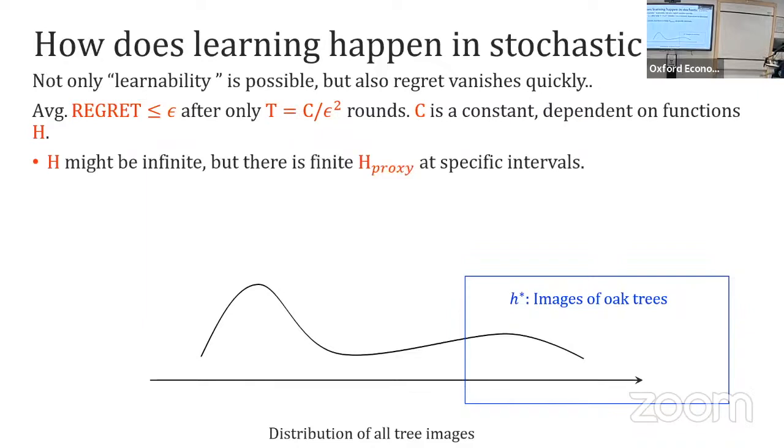While H might be infinite, it might be all neural networks, whatever you want to think about it, there is still some finite proxy of it that's defined over this distribution. How do I think about this finite proxy? Well, let's say that any of these sort of boxes here are the set of H's that I care about. Then I can divide my intervals so that the only gaps that I'm not capturing are about epsilon under this distribution curve. So what does this mean?